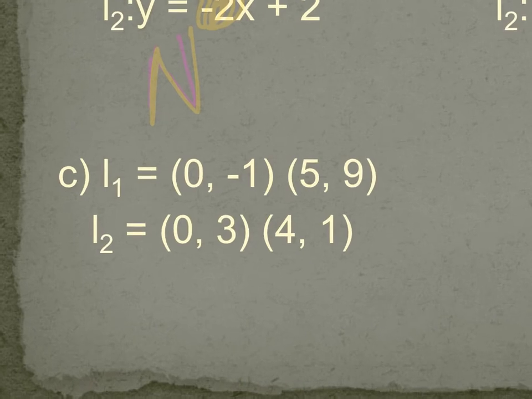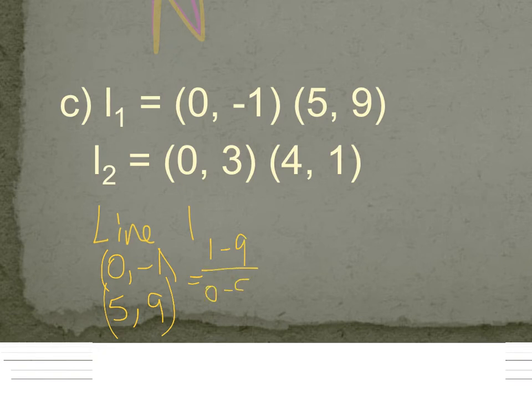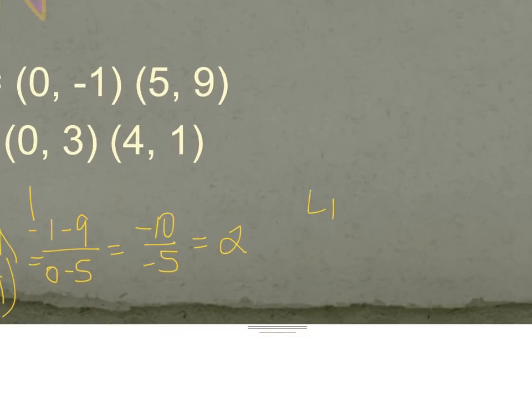All right, lastly, how are you supposed to figure out if these two lines are parallel or perpendicular? Find the slope of both of them. So let's look at line 1. My points are 0, negative 1, and 5, 9. So I'm going to say negative 1 minus 9 over 0 minus 5. Agreed? Negative 1 minus 9? Yeah? Okay. So negative 10 over negative 5 gives me what? 2.